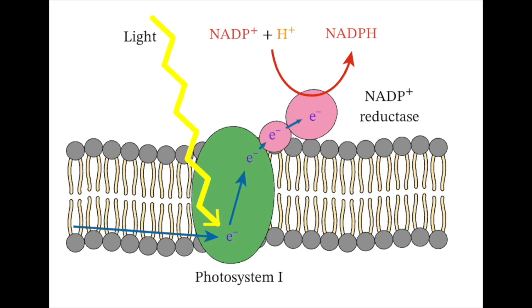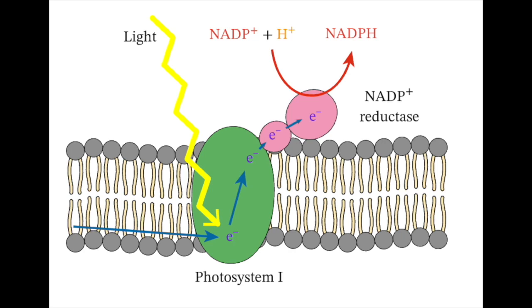So remember I said that the electrons are zapped twice. They're zapped once by absorbing a photon in photosystem 2 and then once again by absorbing a second photon in photosystem 1. Well, this is that second photon, the second increase in energy that the electron receives after having depleted most of its energy passing through photosystem 2 and plastoquinone and the cytochrome complex.